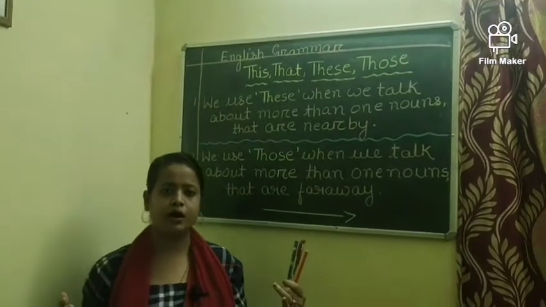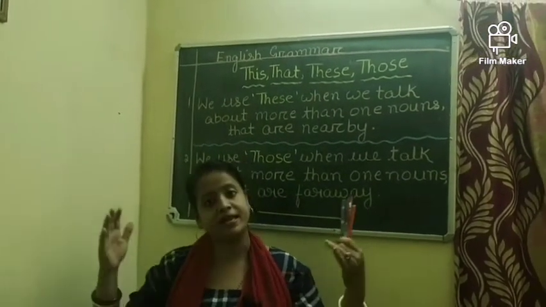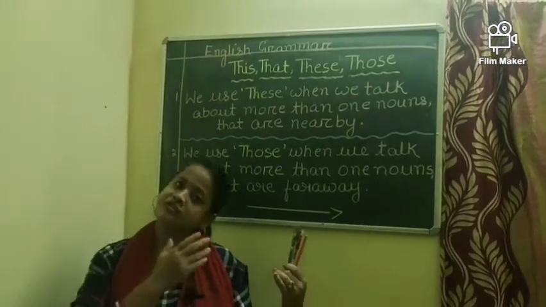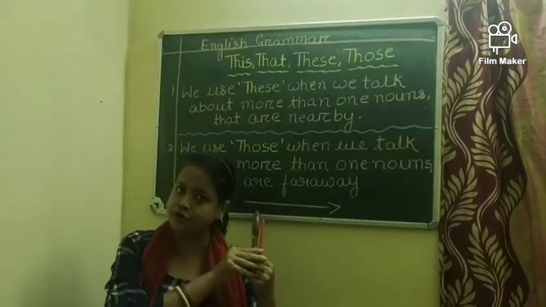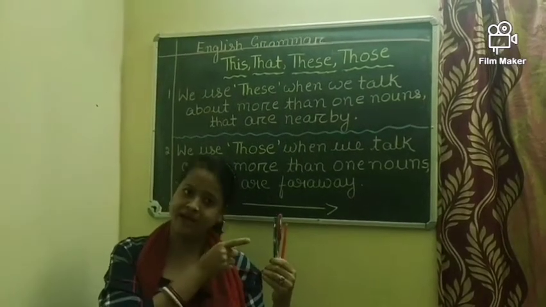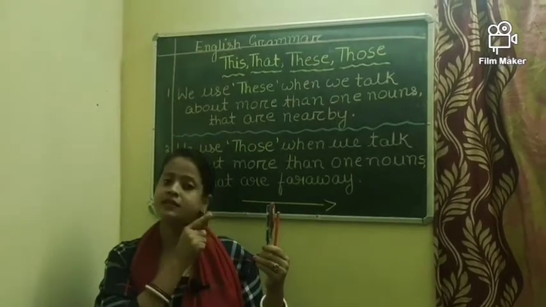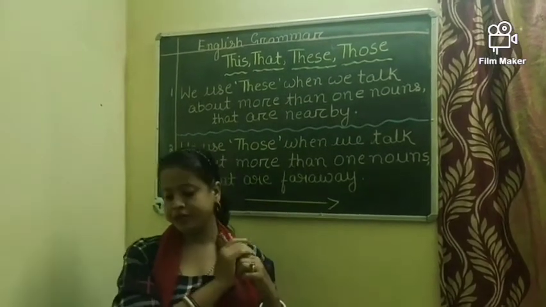So when we talk about plural persons, many persons or objects, in that case we use these and those. The things must be near to you. These are pens. I can say these pens are near to me.